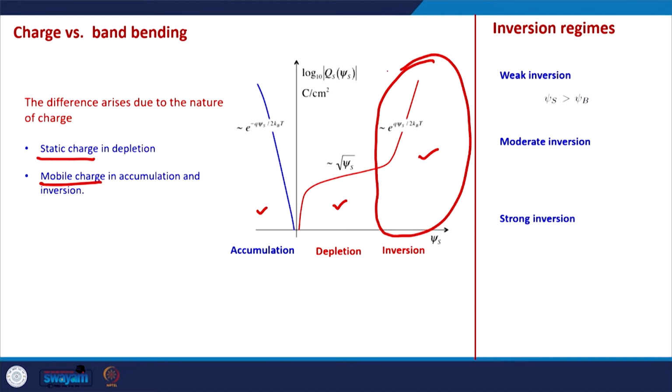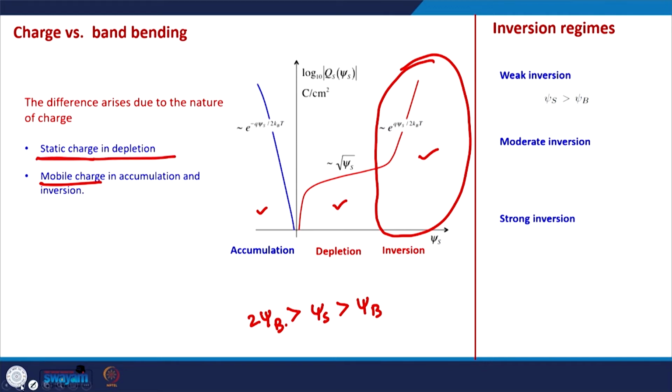And if we just focus on the inversion regime, because that's the most important regime for operation of the MOSFETs, there is this weak inversion. Weak inversion is when the semiconductor is slightly n-type at the interface, which means that psi s is greater than psi b, but it is less than 2 psi b. So in this regime, even in the weak regime, the mobile charge is very less, and the total charge in the semiconductor is dominated by the depletion charge or the static charge.